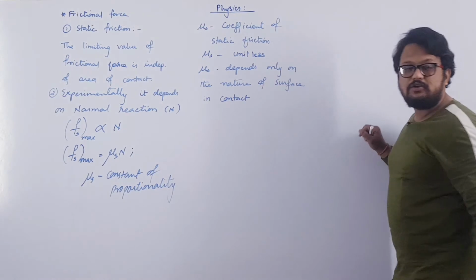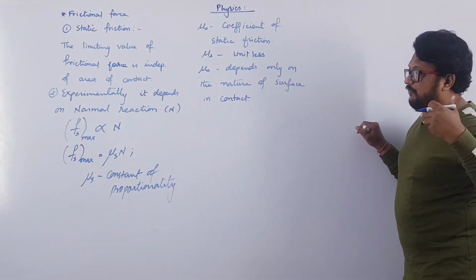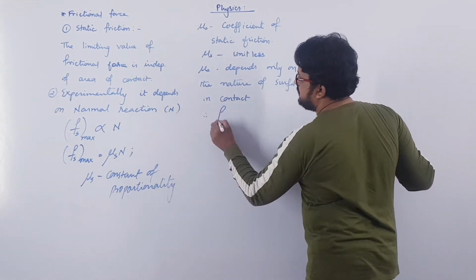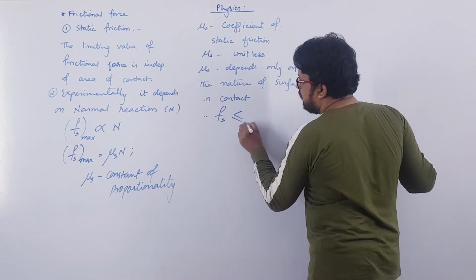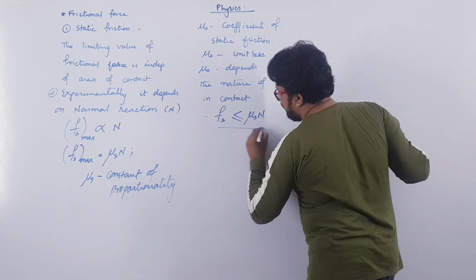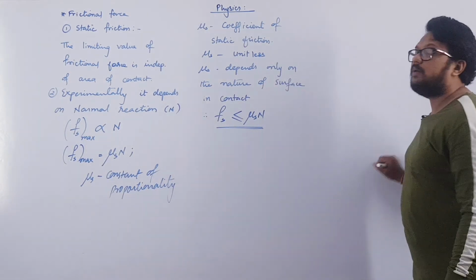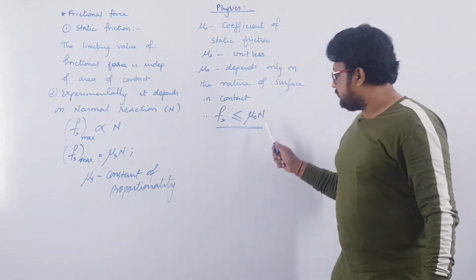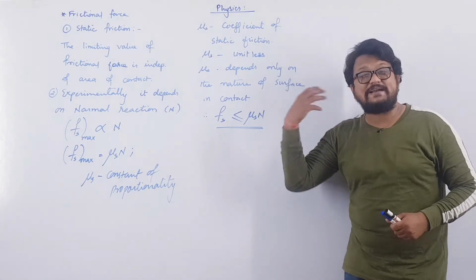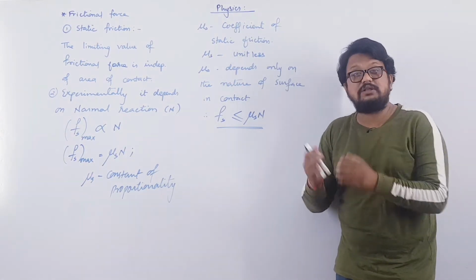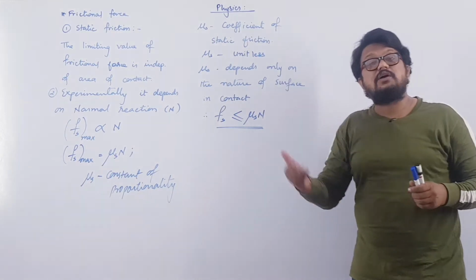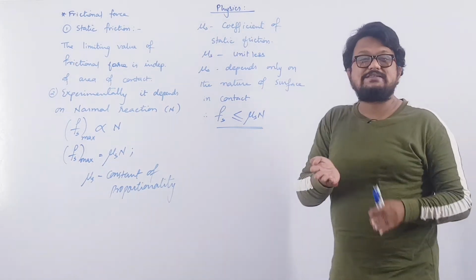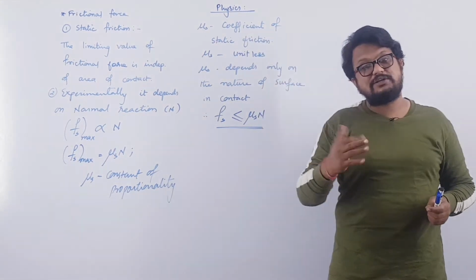So this will be the maximum value of static friction. If the applied force is greater than this, then the object will come into motion. Hence you can say that static friction is always less than or equal to mu s N. Clear? Once the applied force is more than the maximum value, or limiting value, of static friction, the object will come into motion. There will be relative motion between the two objects, that is the surface and the body in contact with it.